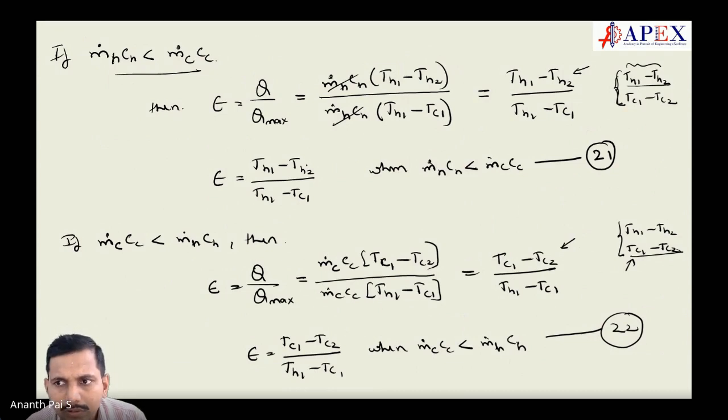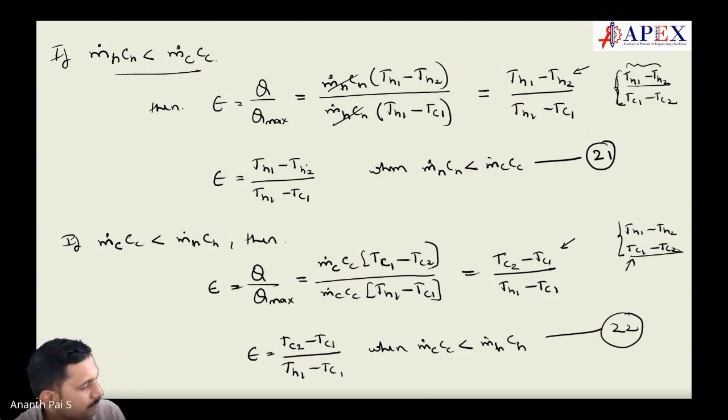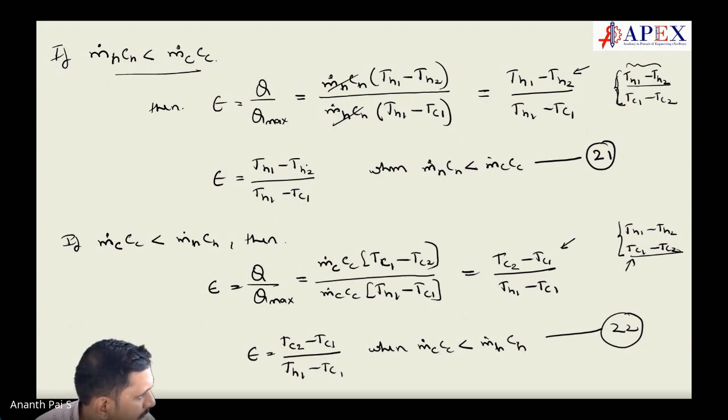Tc2, here, no. This one should be Tc2 minus Tc1, because Tc2 is bigger and Tc1 is smaller. Correct. Change it, students. This is Tc2 minus Tc1. This is my bad. Because the fluid will undergo heating, it should be positive basically. It cannot get a negative value. Okay, that's correct. Change it.